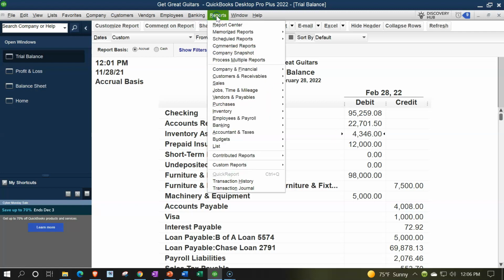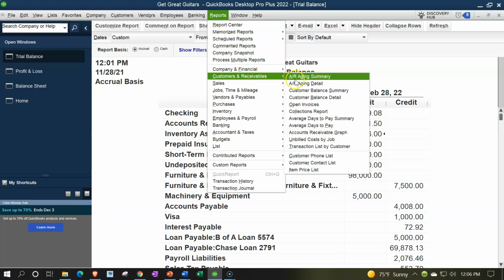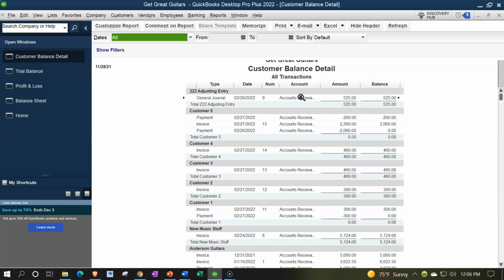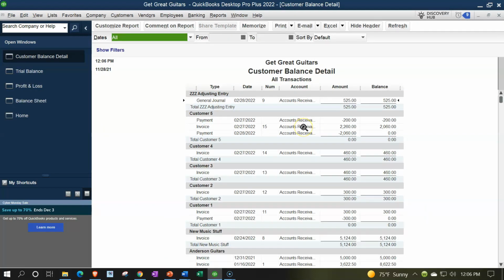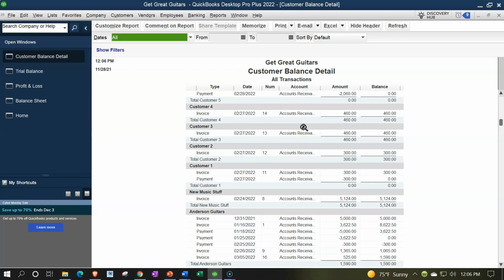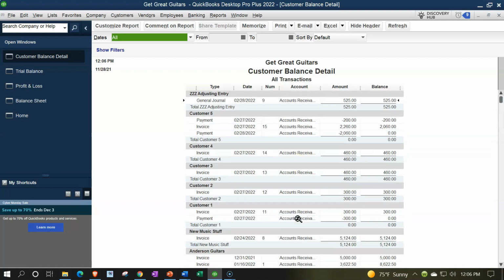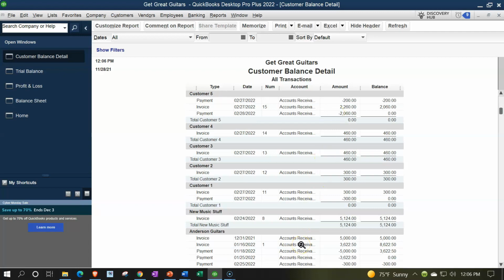Let's take a look at these subledgers. Reports drop down. Let's go to the customers and receivables and the customer balance detail. So we did the reversing, we did the entry not to the customer involved, which was Anderson Guitars. We did it instead to this ZZZ adjusting entry, in the hope that because they made us apply it to a customer, it's not going to mess up the customer list and it won't mess up the activity in Anderson Guitars.